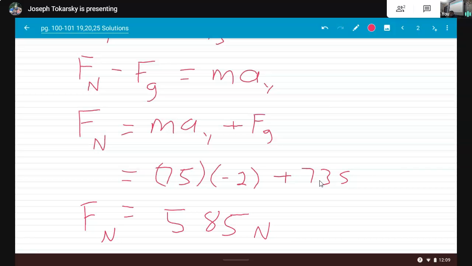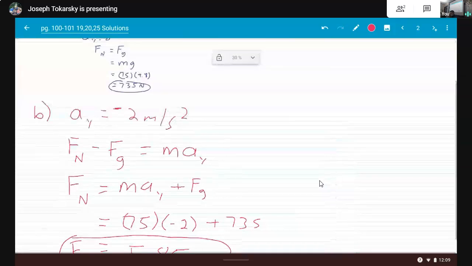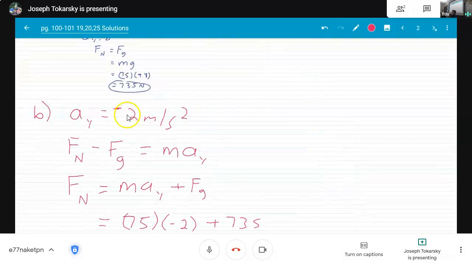Again, we should, from concept, be able to predict that. If we have a negative acceleration, and we know our stuff from yesterday, we should predict that we get a smaller answer out than what our regular weight is that we found in part A, right?